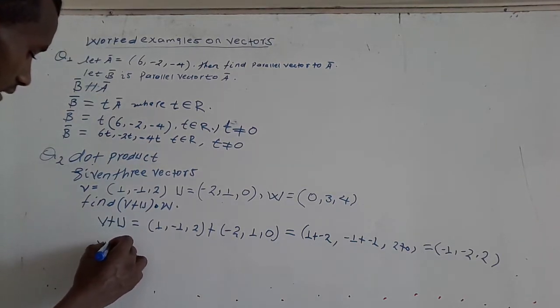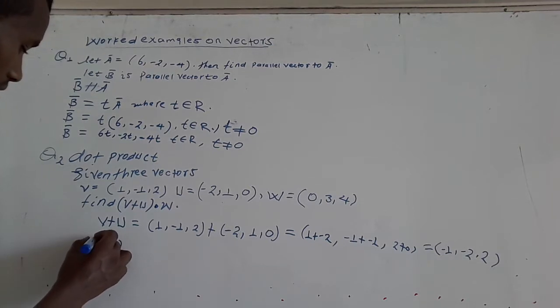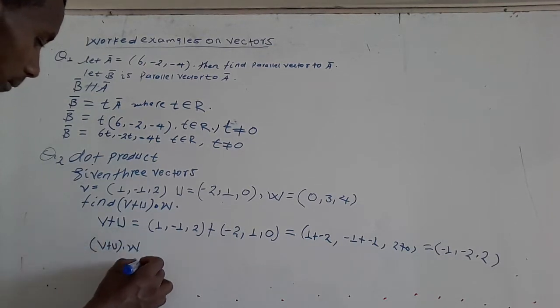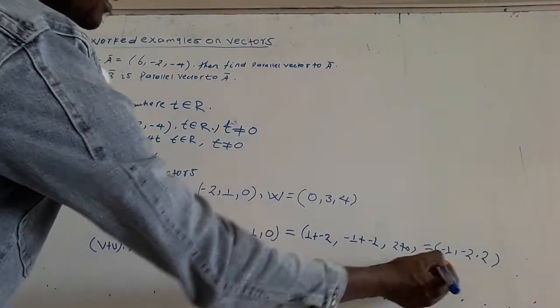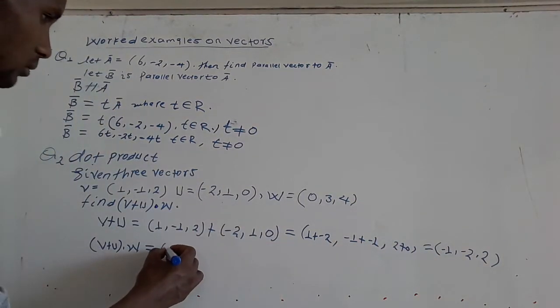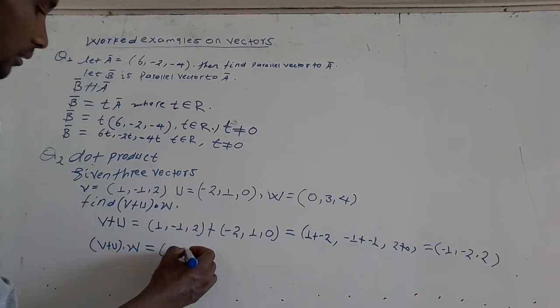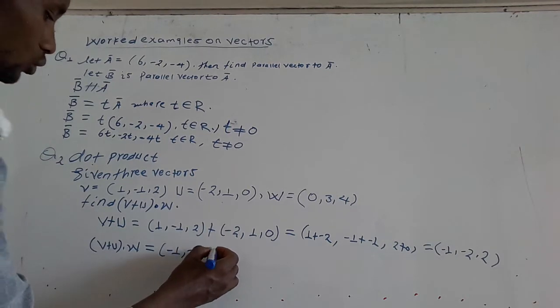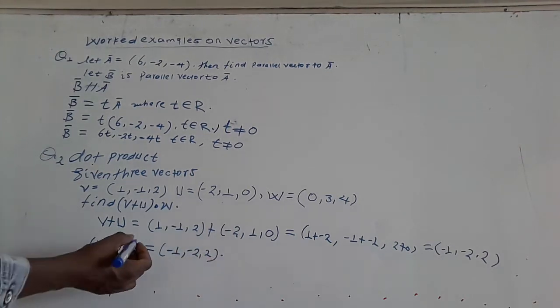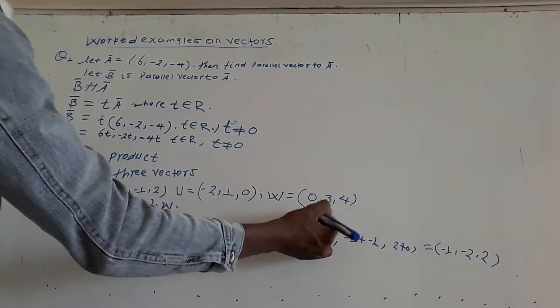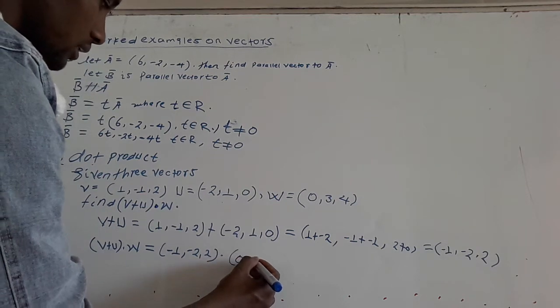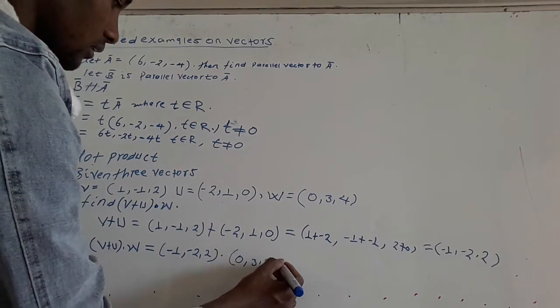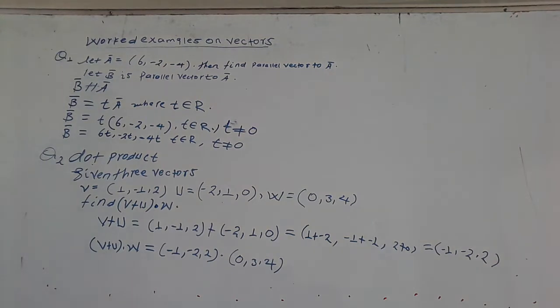Then (v plus u) dot w equals minus 1, minus 2, 2 dot w. W is this: 0, 3, 4.